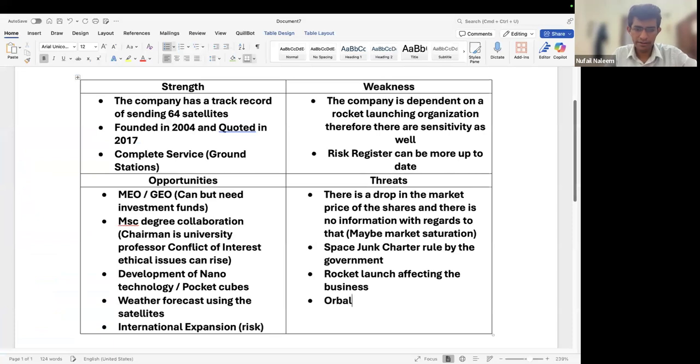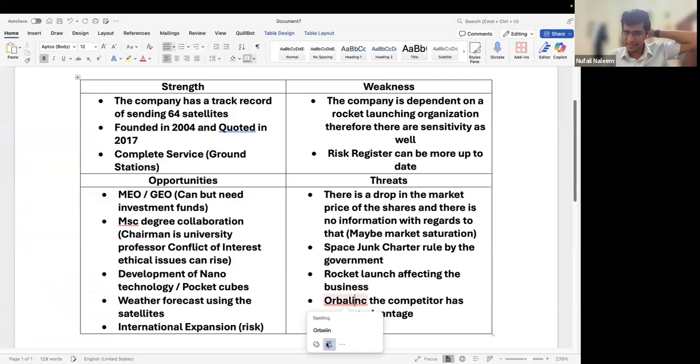Oberlink, the competitor, has a scaling advantage. Scaling advantage, size advantage, students. Students, can I quickly get a double Y in the chat box, if you are able to get this perspective clearly? Any questions you would like to ask, you can ask me, students.